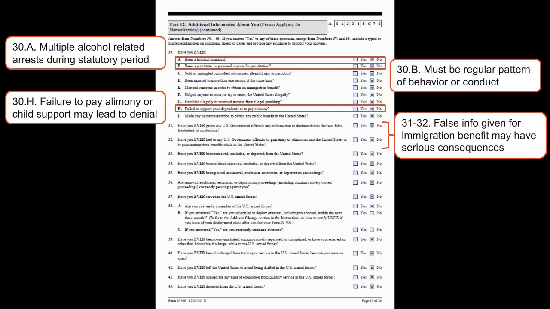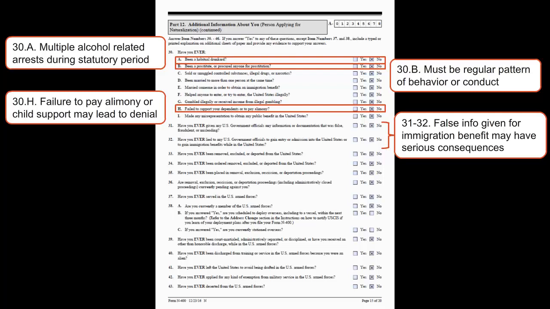A couple questions to highlight. Question 30A, have you ever been a habitual drunkard? Refers to multiple alcohol-related arrests during a statutory period. And by statutory period, that is usually the 5-year period before the applicant has their green card, or 3-year period if they're applying based on marriage to a U.S. citizen. For example, a couple DUIs might be okay, especially if some are more than 5 years old. However, if there is a pattern of alcohol-related arrests, this could be a concern and should be flagged by the reviewing immigration attorney.